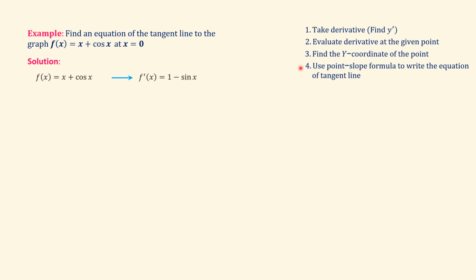Now we have to find derivative of the function at the given point. The given point is x equals 0. We have to substitute 0 for x in derivative. If we plug in 0 for x in derivative of the function, we have f prime of 0 equals 1 minus sine of 0. We know that sine of 0 is 0. So f prime of 0 equals 1. 1 minus 0 is 1. 1 is the slope of the tangent line at x equals 0.